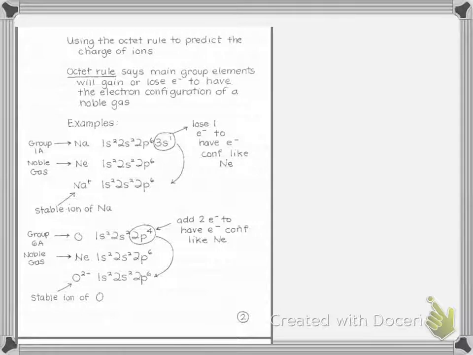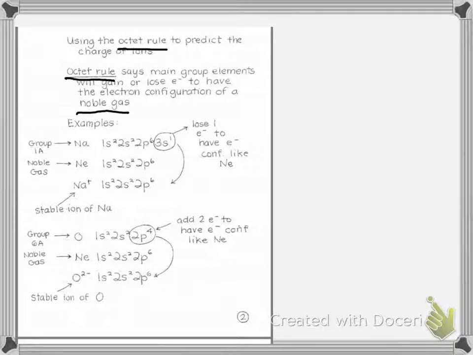So how can we predict, like on the previous page, I mentioned that sodium likes to lose one, and oxygen likes to gain 2. And so the question is, how can I predict that? Well, how I predict that is using something called the octet rule. Now here is the definition of the octet rule. It says that main group elements, that's anything with an A, will gain or lose electrons to have the electron configuration of a noble gas. Well, you might ask, why would they want the electron configuration of a noble gas? And that's because the noble gases have a complete valence shell.